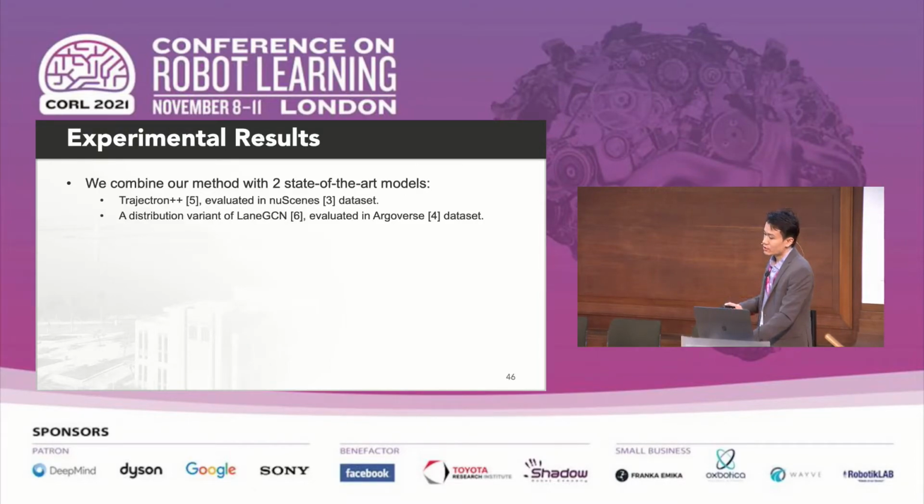In our experiment, we combine our method with two state-of-the-art models. The first one is Zahran++. We evaluate the performance on the nuisance dataset. The second one is a distribution variant of Land-Gaussian. We evaluate it on the Argos dataset.